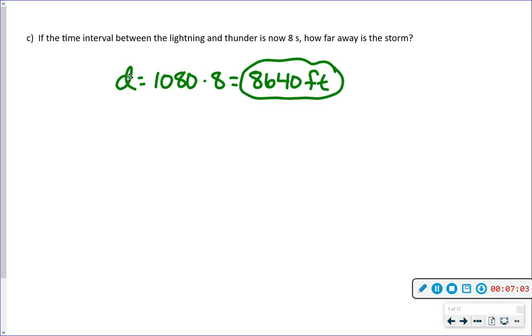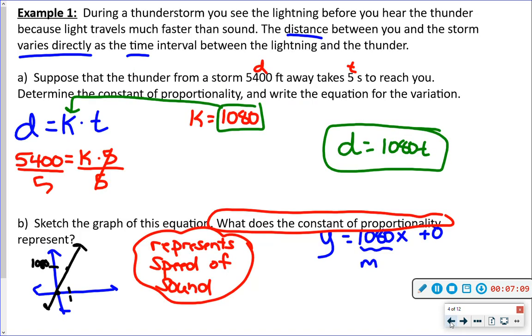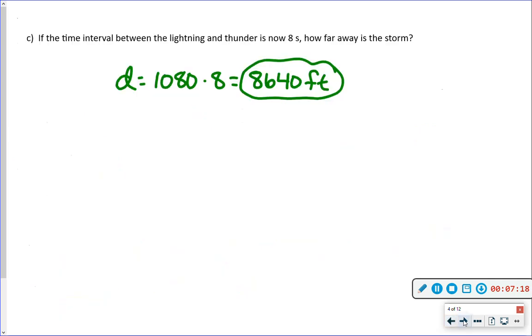Okay, so any questions on direct variation? And again, I think it's easy. I always use variable letters that make sense for your problem. I don't get caught up in the X and the Y. Here they're talking distance and time. D and T. Make it easy.